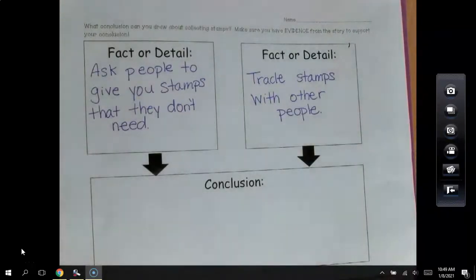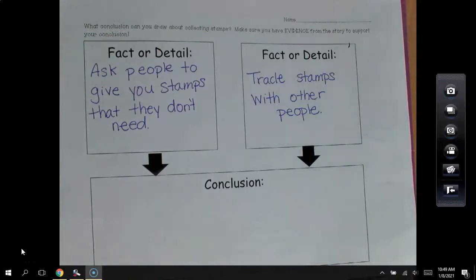Now, let's draw our conclusion. What can we say about collecting stamps? When we ask different people to give us stamps that they don't need, when we trade stamps with other people, what does that say about the collection of stamps that we're going to get? What conclusion can you draw about collecting stamps?